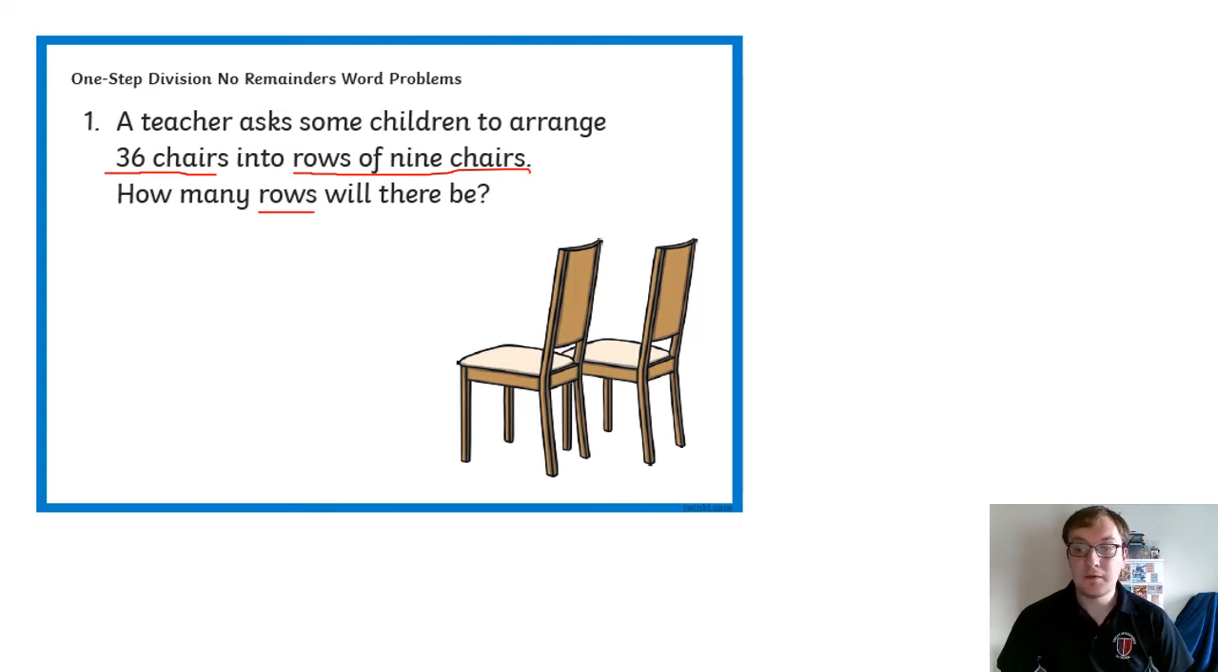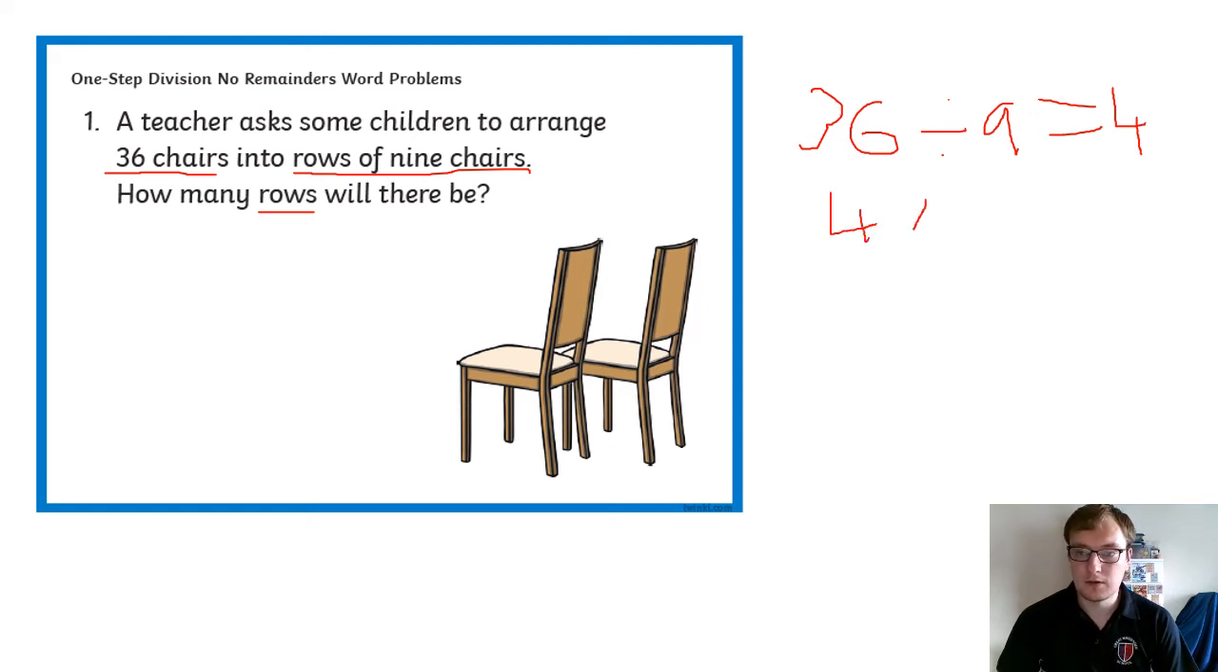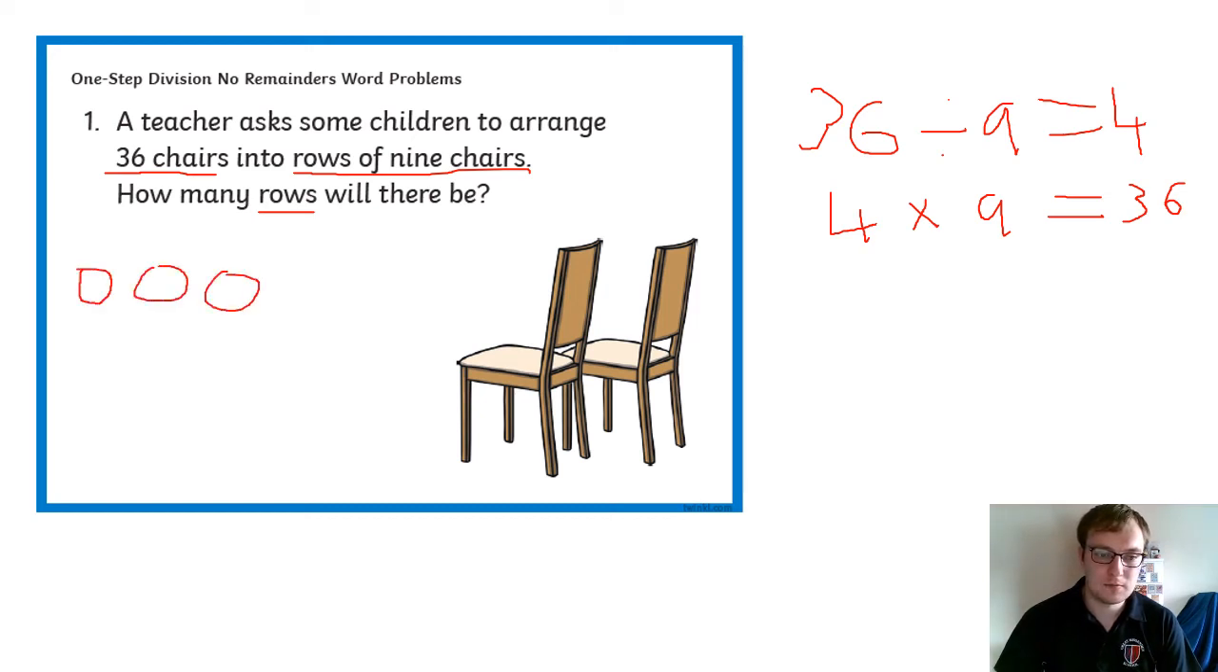Now, if you know your division facts, you can work out that 36 divided by 9 equals 4. And you can do the inverse to check it. So you can do 4 times 9, which is 36. But it's also perfectly fine to do your sharing out into groups as well. So I would do one for each chair. So that would be 9 circles.